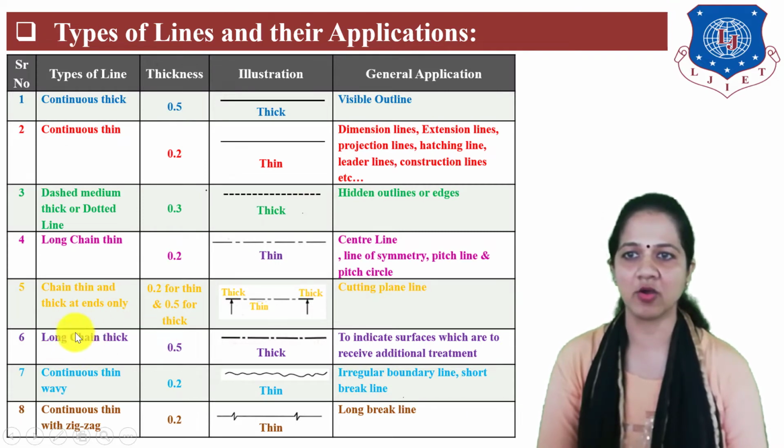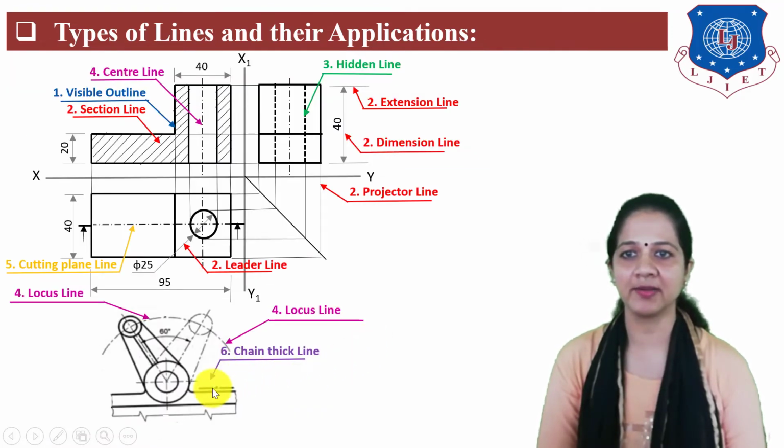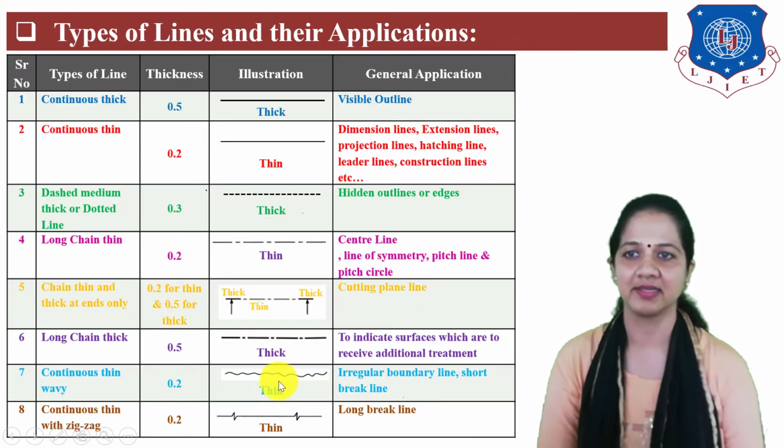Next is long chain thick line. It is 0.5 mm in thickness. It is darker in shade and it is used to show the surface which are to receive additional treatment. Look on this figure. This is chain thick line. It means this surface requires additional treatment like polishing, surface finishing, etc.